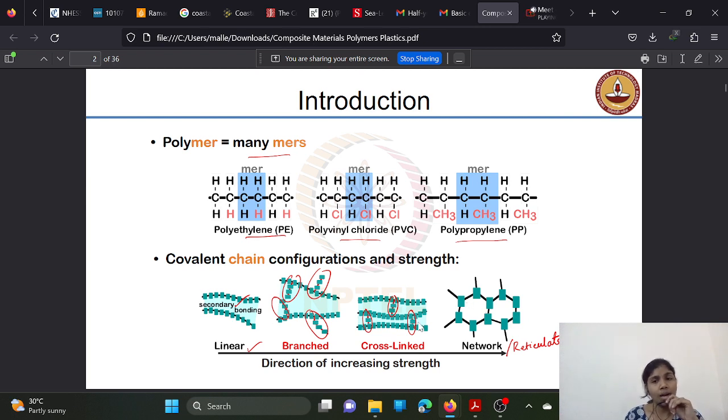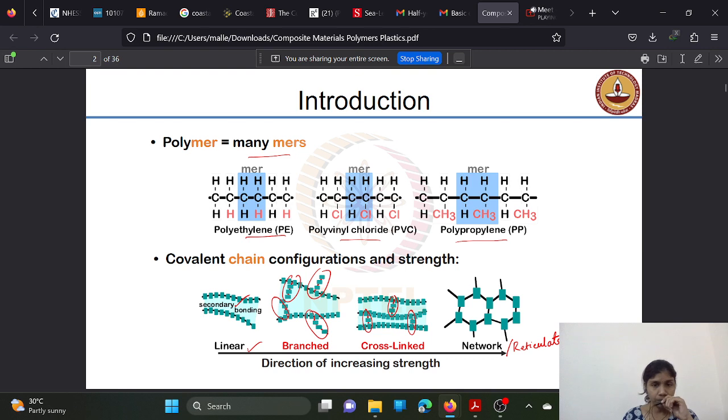So from this you can understand, if you want to define the strength of each configuration, then you can say that from linear to network, it is in the direction of increasing strength. That means linear will have very lesser strength compared to network or reticulated. You can understand from the figure itself. In the linear case you have secondary bonding, which is weak bonding. So here the strength will be very less.